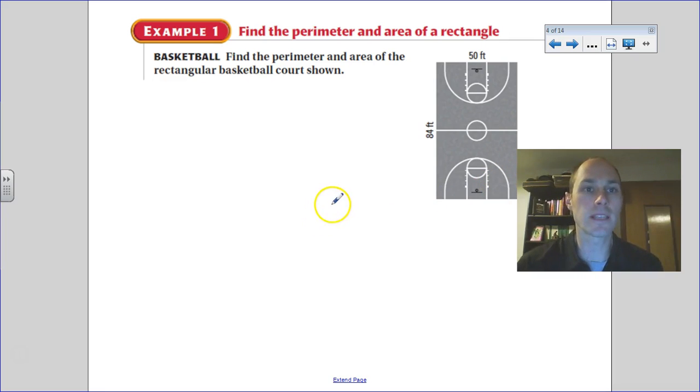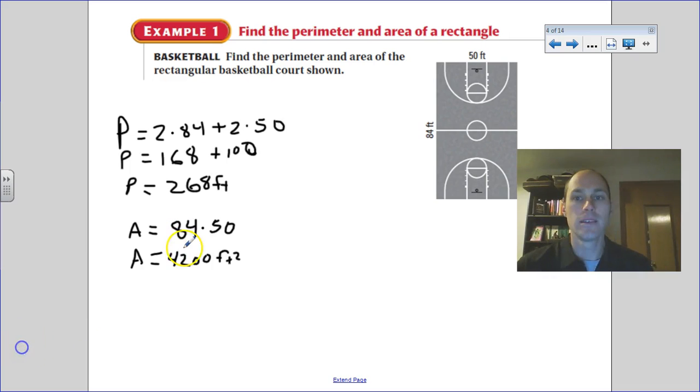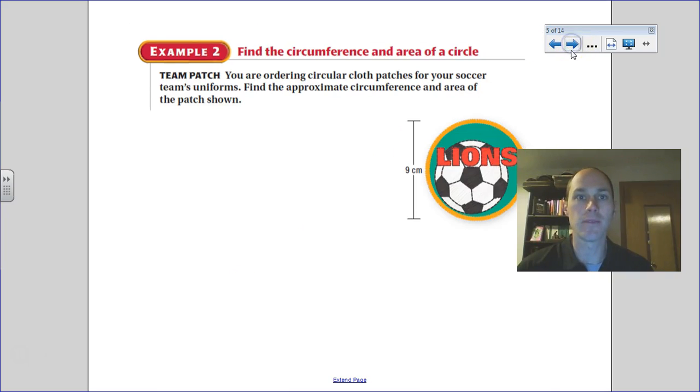Find the perimeter and area of the rectangular basketball court shown. Restart it when you're ready to check it out. So we add up all the sides in the basketball court, 84 times 2, and 50 times 2, we get a total of 268 feet. Multiply length by width, 84 times 50 is 4,200 feet squared. Important thing is just getting the right unit when we do that as well.